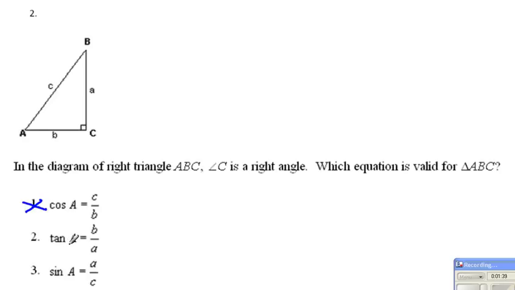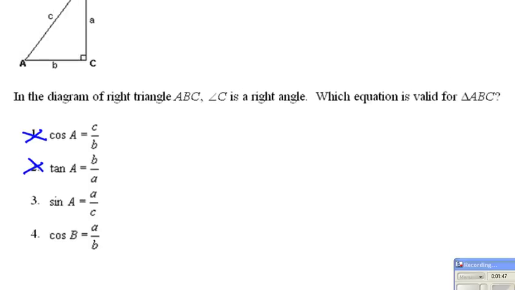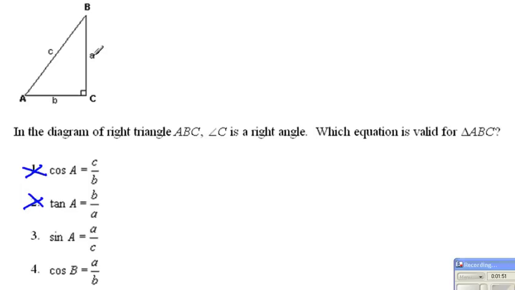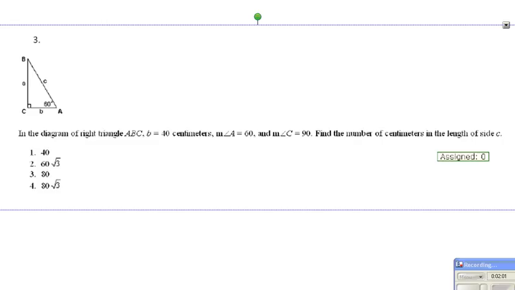How about tangent of A? Tangent is opposite over adjacent. So it should be A over B, and not B over A. That's not it either. Now, let us continue a little bit further. Sine of A is opposite, which is A, over hypotenuse, which is C. So A over C, that's right. Number 3 would be the correct answer.